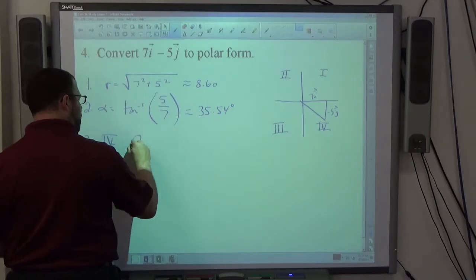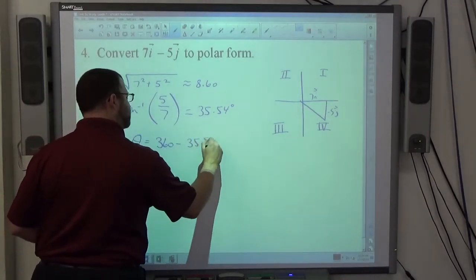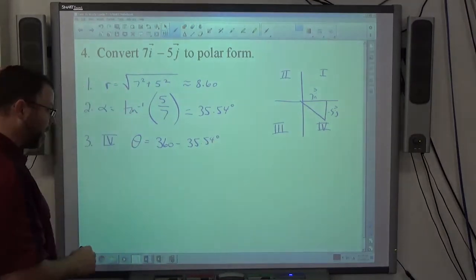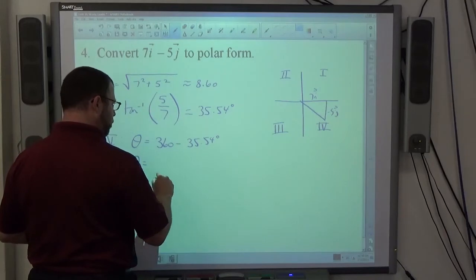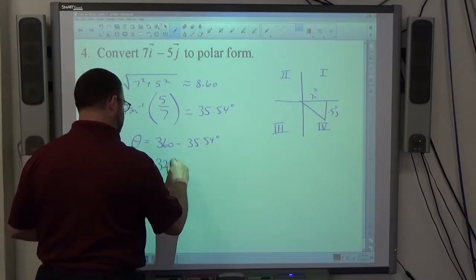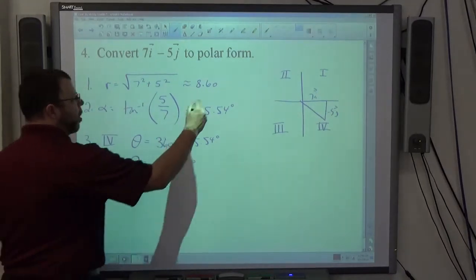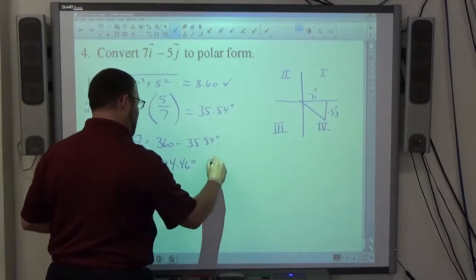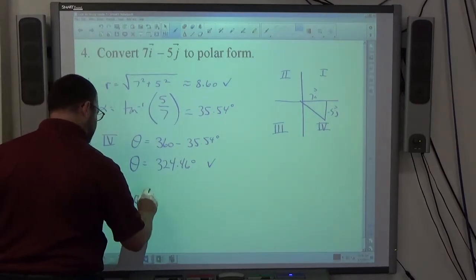The rule for the fourth quadrant is theta equals 360 minus alpha. So if we subtract that out, we're going to get theta is equal to 324.46. So my magnitude R, 8.60, my angle theta, 324.46, gets me my polar form answer.